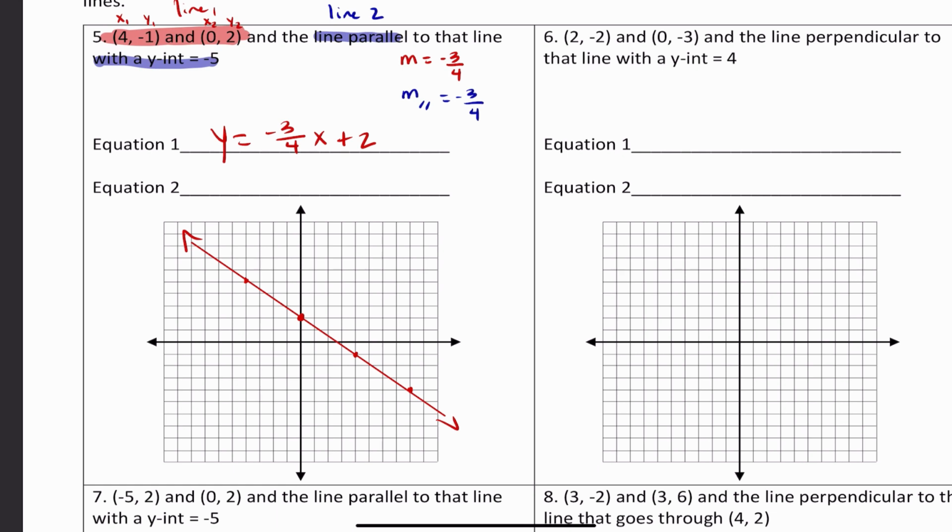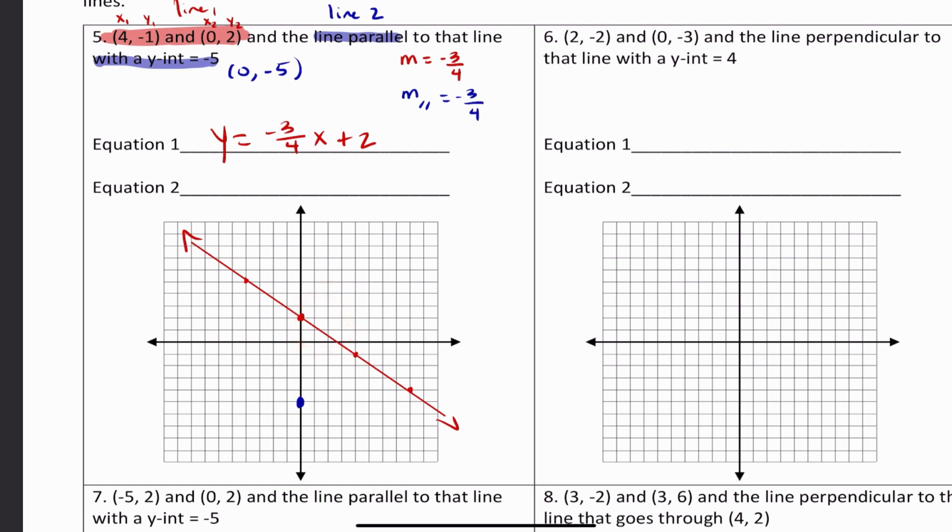Then I will now look at line 2. It has a y-intercept of negative 5. And I'm going to use my blue ink now. So y-intercept of -5, that's just saying 0, -5, right? So I'm going to look for 0, -5 on the graph, which should be 1, 2, 3, 4, 5, right here.